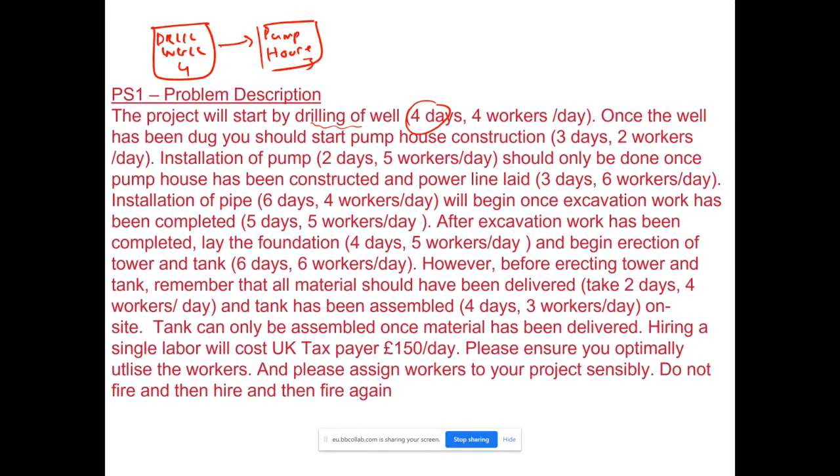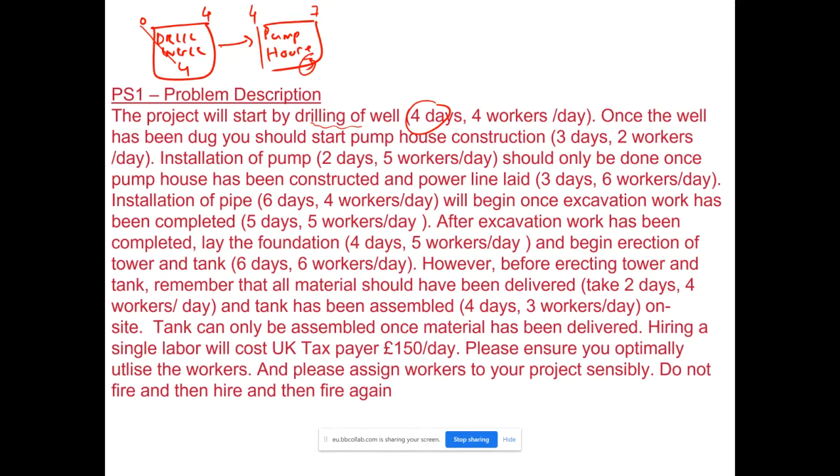So just a reminder, while manually scheduling a project, we assume the project starts at day 0, and then we keep adding the duration. So as it is 4 weeks, this will be completed by the 4th day, if that is the unit we are considering. And if a pump house is a 3 day activity, it will be starting after the 4th day and will be completed on the 7th day.